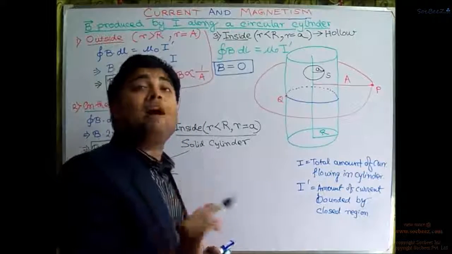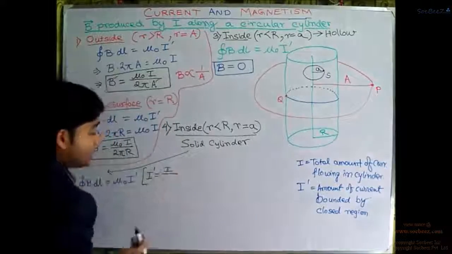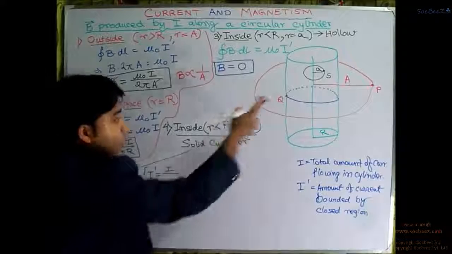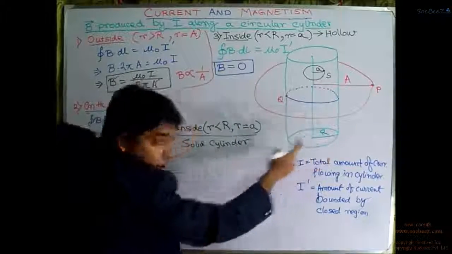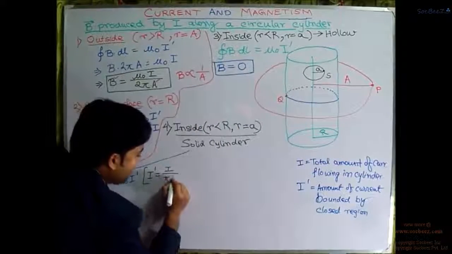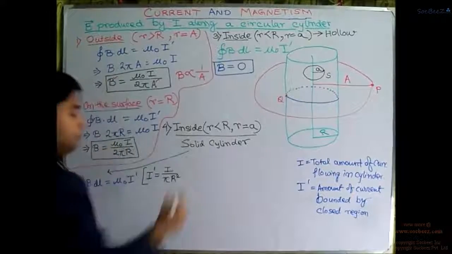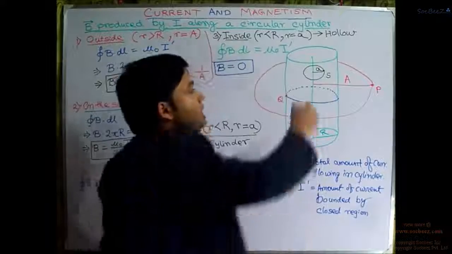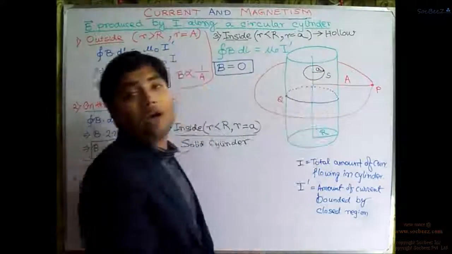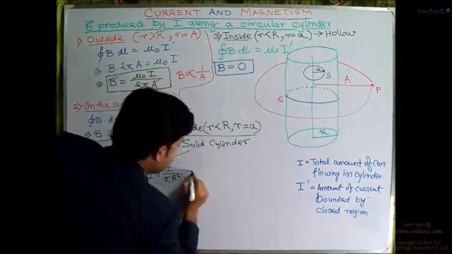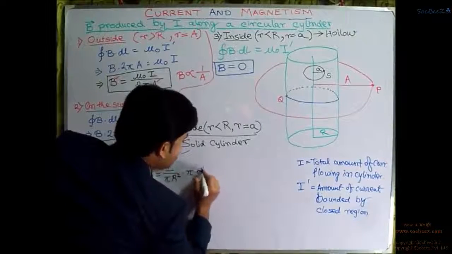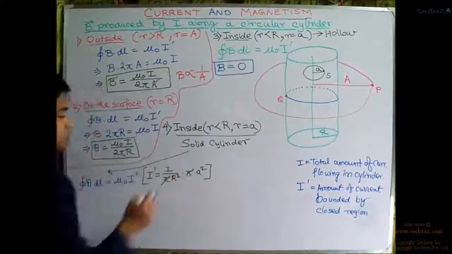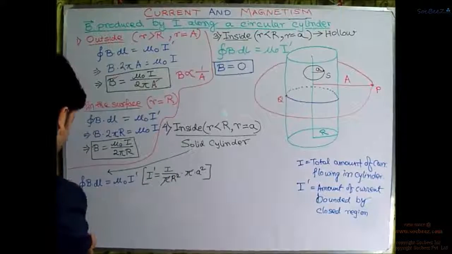So the current per unit cross-sectional area will simply be I divided by A, where the area over here will be pi capital R square, multiplied by the cross-sectional area we are taking, which is simply pi small a square. If we look, this pi will cancel out this pi, right?